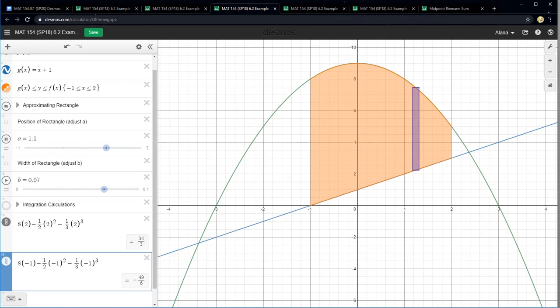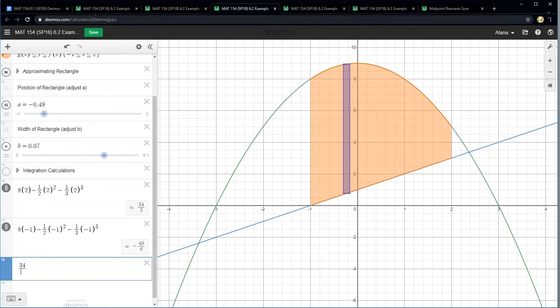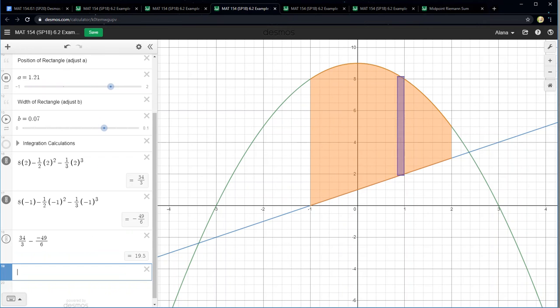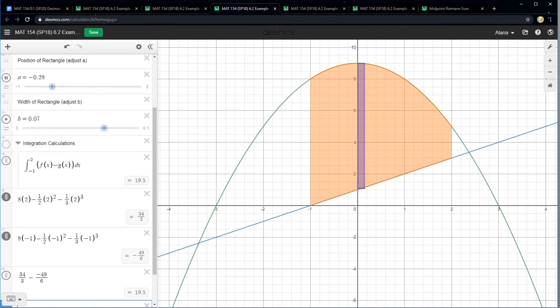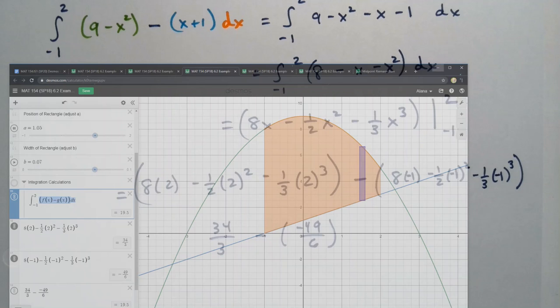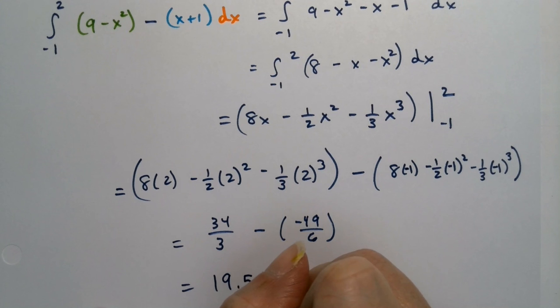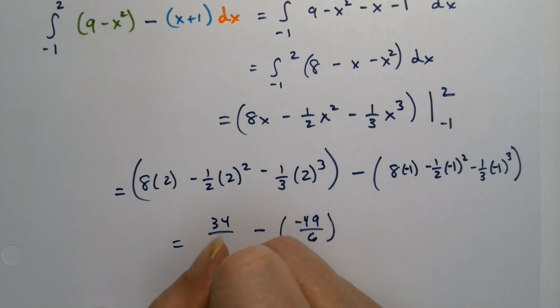And I can just grab that. 34 over 3 minus -49 over 6. Or you could just say plus 49 over 6, either way. And you get 19.5. Which, I wanted to check myself. Lo and behold, I've already done all this work. Would you believe it? It's right there. It's 19.5. Look at that. Oh, they gave us units. They said meters, so this would be meters squared.